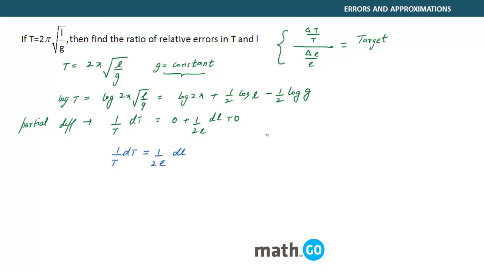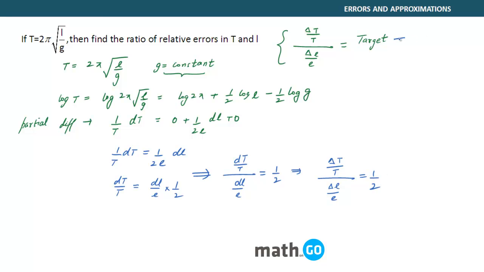Right? Can you see that our question is already over? Why? Because I can write dT by T equals dL by L into 1 by 2, and this could then be written as dT by T divided by dL by L is equal to 1 by 2, and we know that this is nothing but delta T by T divided by delta L by L, which is nothing but 1 by 2, and this is your target. So the answer is that the ratio of relative errors in T and L is 1 by 2. This is the answer we were looking for. Very simple and straightforward problem.